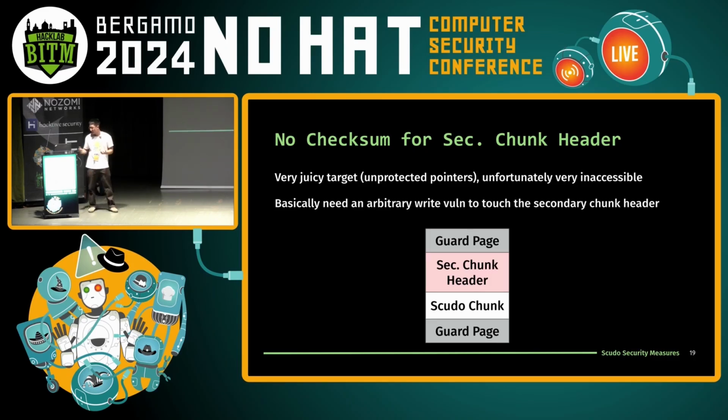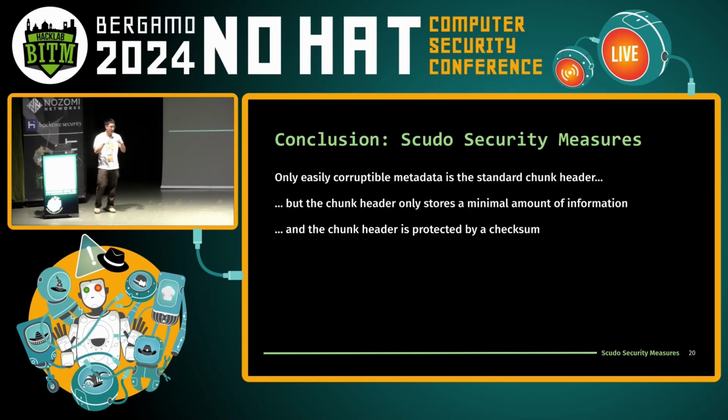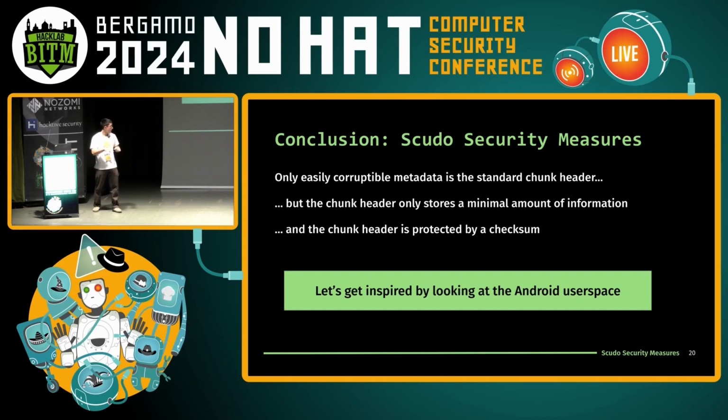So this brings us to the end of the Scudo internals section. In conclusion, we only have one piece of inline heap metadata that is easily corruptible, which is the standard chunk header. But this standard chunk header is protected by a checksum, and it also doesn't store very interesting data. So what do we do? Let's take a step back and actually look at the Android user space to get some inspiration of how we might actually exploit Scudo.